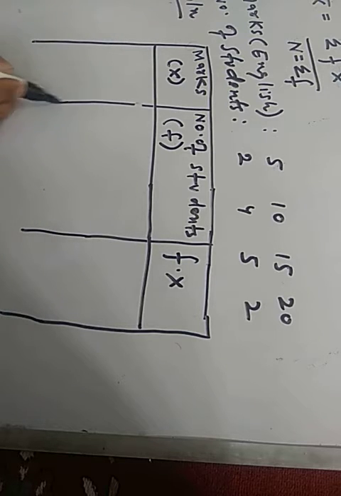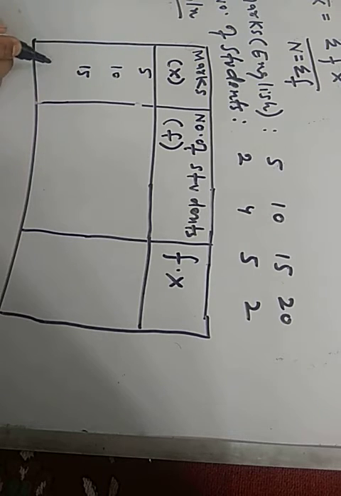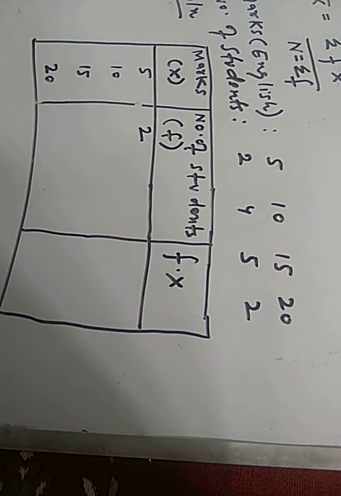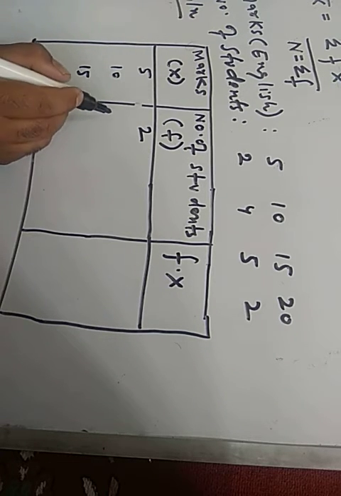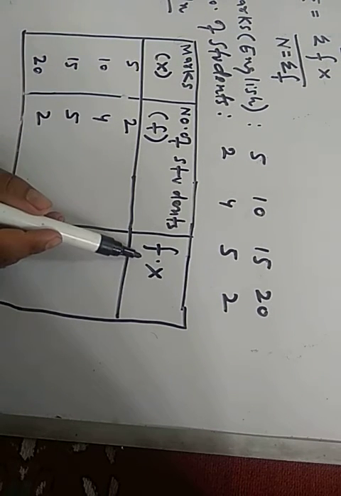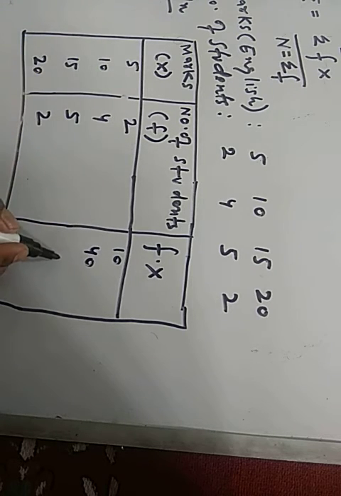Now the data given is, marks there are 5, 10, 15 and 20 marks. And number of students who have got these different marks in subject English is, there are 2 students who have got marks equal to 5, and 4 students have got 10 marks. 5 students are there who have got marks equal to 15, and those who have got marks equal to 20, they are 2 students. And it will be equal to f into x, 5 into 2 is 10, 40, 75, and 40.